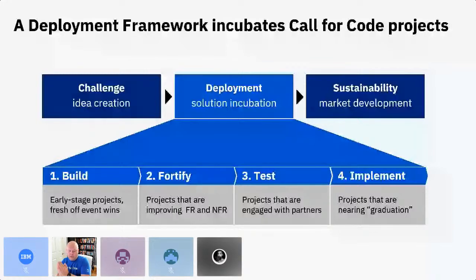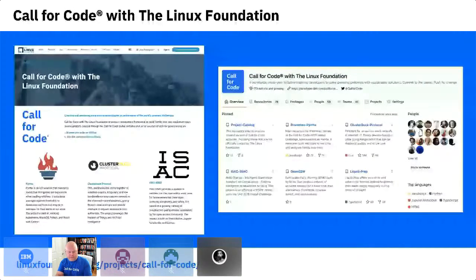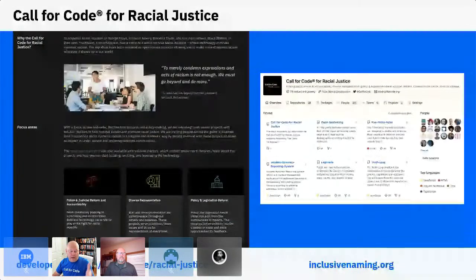So you learn about these projects through Call for Code Linux Foundation. I'll drop that link in the chat when I hand it over. Jennifer just dropped the link in there too. So you can learn about all the projects there, learn about the catalog of other projects that are underway, and hopefully if there's something of interest to you, for example, the climate change projects or Call for Code for racial justice, you'll find something there where you can make a difference.